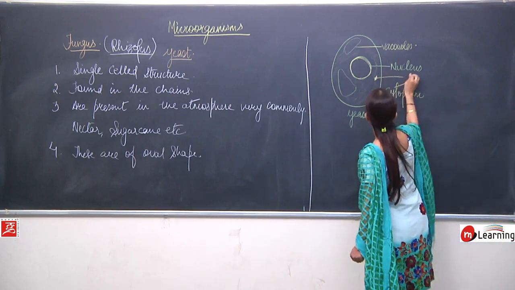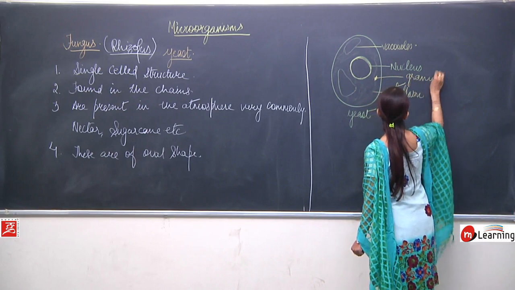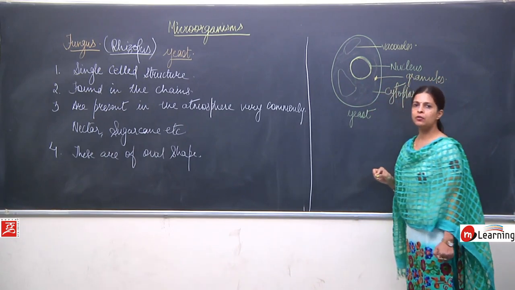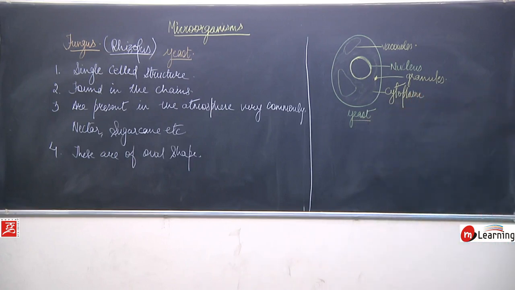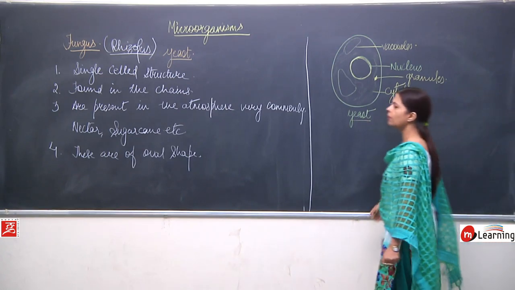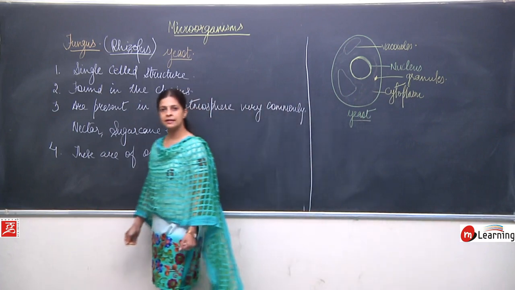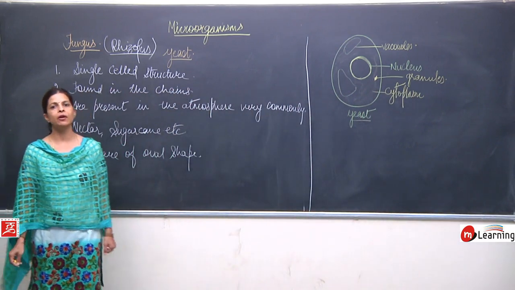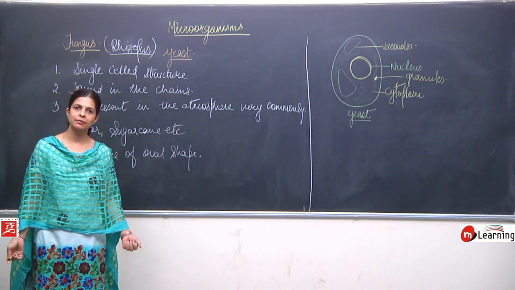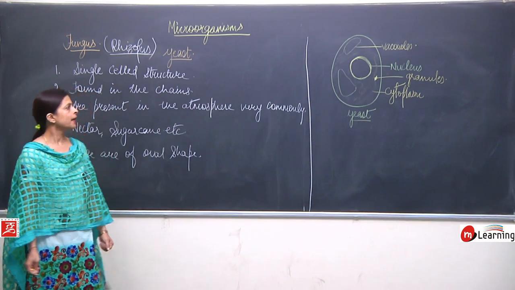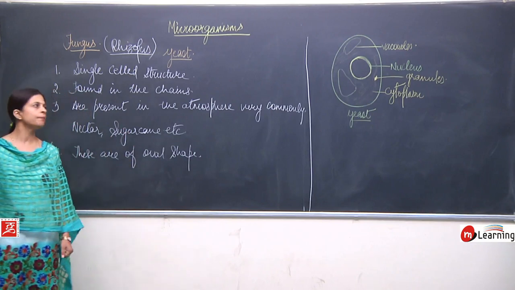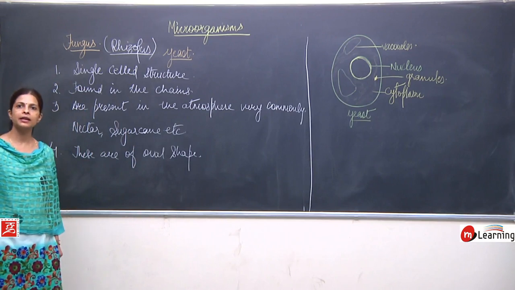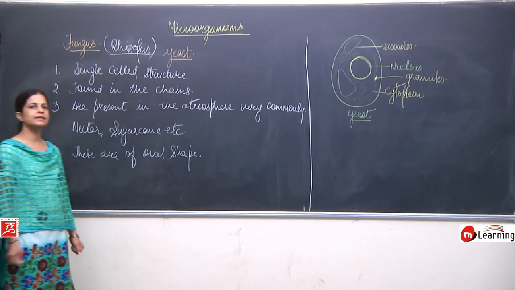Certain granules are also present in this. So this is a very common structure of the yeast. It is a single cell structure which can be found in the form of a single cell only, and sometimes they are formed in chains. Now, the very common structure of the yeast is an oval cell which contains a nucleus, granules, and cytoplasm, as we all can see over there.